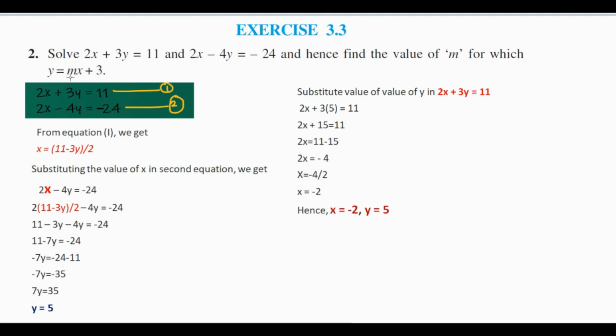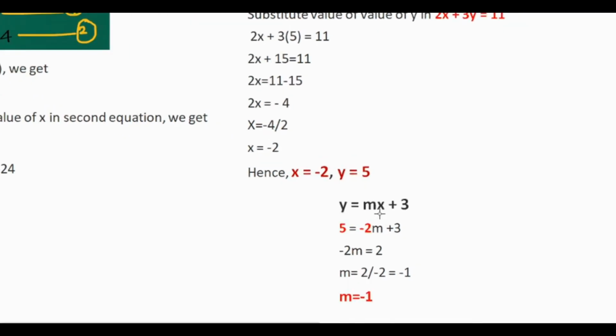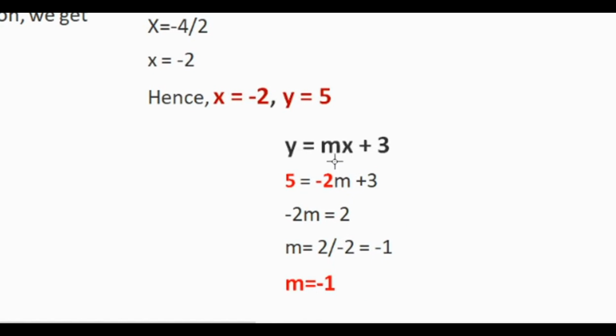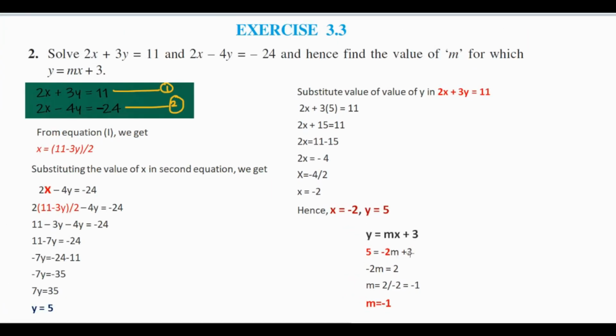So our target is to find m in this problem. They have given y is equal to mx plus 3. I am going to replace x and y in y is equal to mx plus 3. The y value is 5, so replace it with 5. m I am taking as it is, since our target is to find m, and the x value is minus 2. So m into minus 2, or minus 2 into m, is one and the same. Plus 3, I am taking as it is. So minus 2m is equal to 5 minus 3, which is 2. So m is equal to 2 by minus 2, which is minus 1. So the value of m in this problem is minus 1.